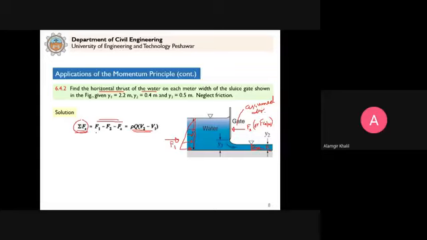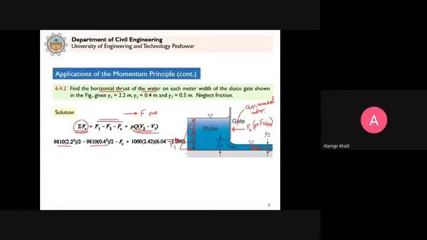So now we write down F1 minus F2 minus Fx, because we consider the force in this direction to be positive. That will be equal to the rate of change of momentum in that direction. Clear? So now you just put in the values. You see, F1 and F2 you can calculate.